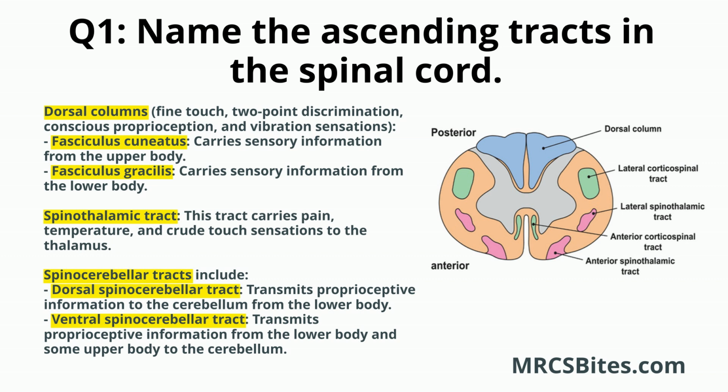Spinothalamic tract. This tract carries pain, temperature, and crude touch sensations to the thalamus. Spinocerebellar tracts include the dorsal spinocerebellar tract, which transmits proprioceptive information to the cerebellum from the lower body, and the ventral spinocerebellar tract, which transmits proprioceptive information from the lower body and some upper body to the cerebellum. Each of these tracts plays a crucial role in processing and relaying sensory information to the appropriate areas of the brain for interpretation.